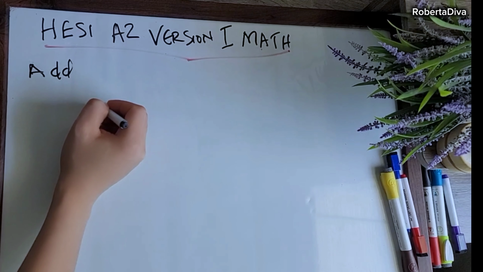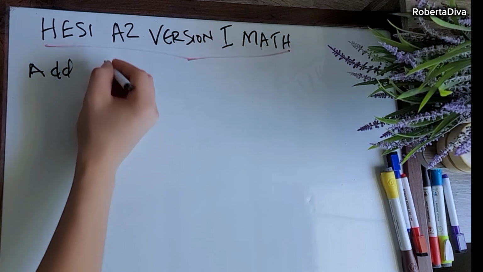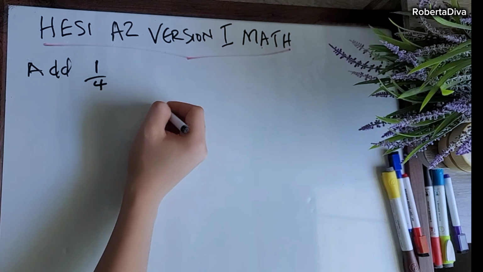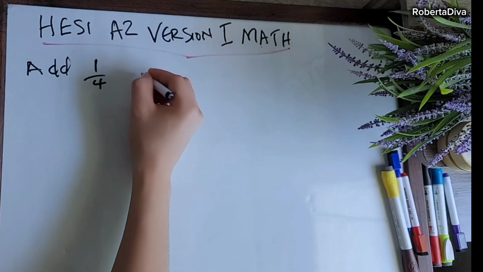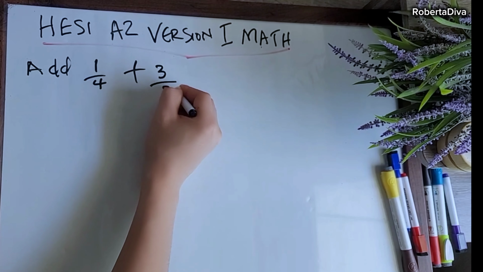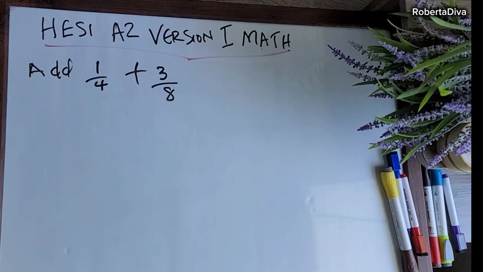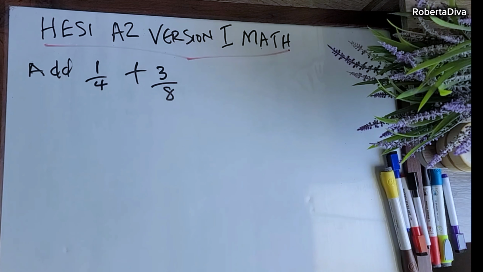Add 1 over 4 plus 3 over 8. 1 over 4 plus 3 over 8. You want to go ahead and try this, honey. Let's see if you're going to get the same answer, okay? Go ahead, try it, okay?